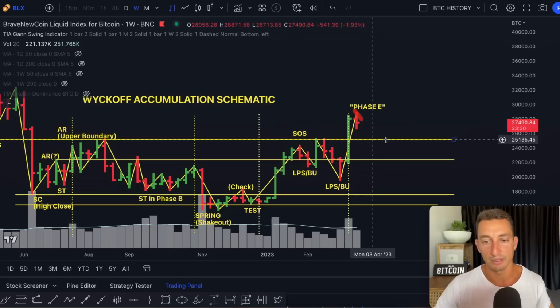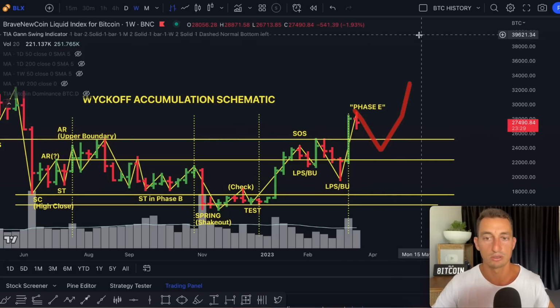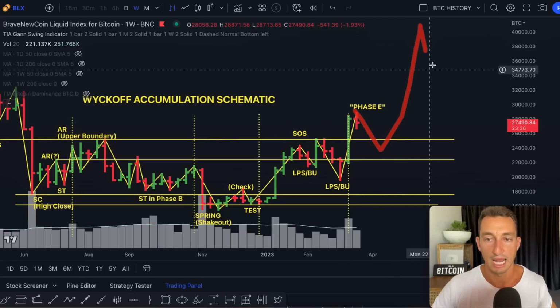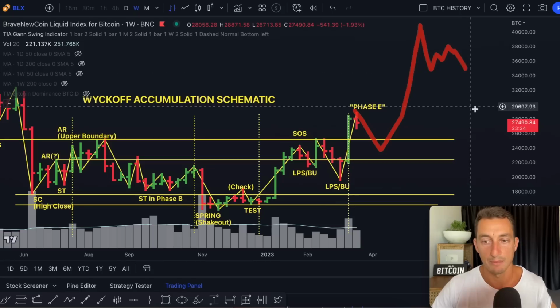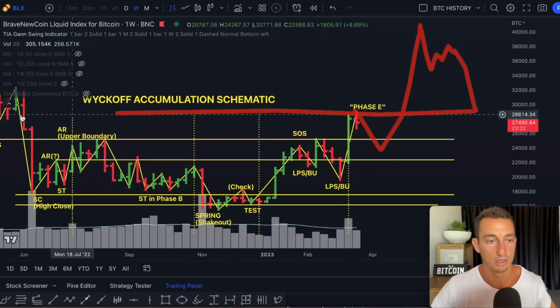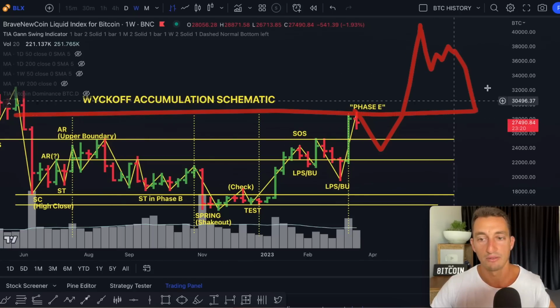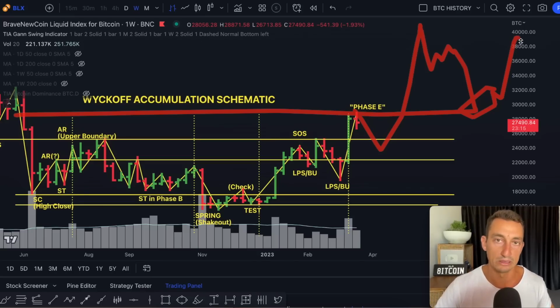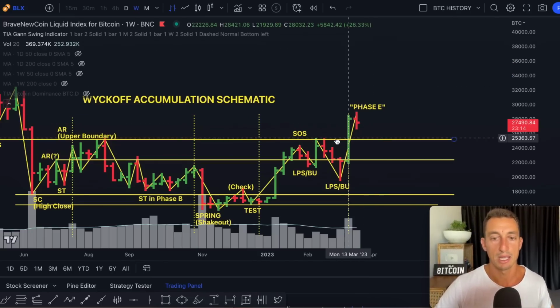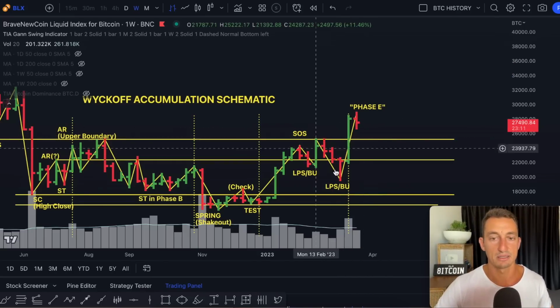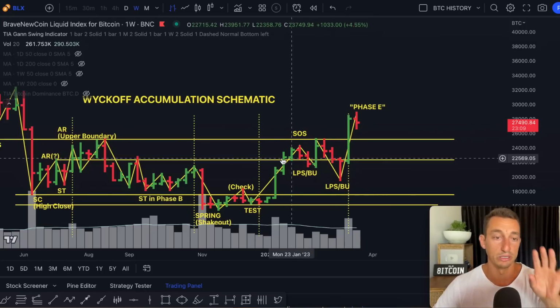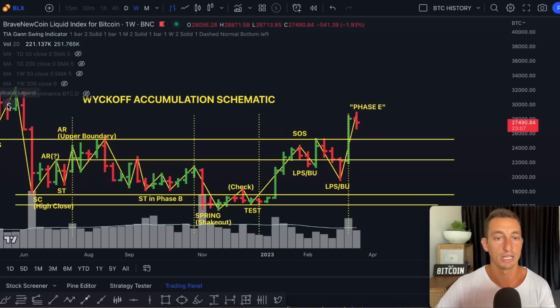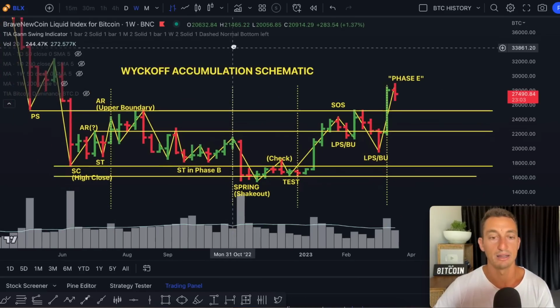Doesn't mean that we'll never try and pump high and then set up a redistribution, come back down, test some of these higher levels, form another accumulation before moving higher again. Those are all possibilities. We'll have to wait and see what happens. But these are probably some of the best entries for Bitcoin based on the Wyckoff Accumulation Schematic, if you in fact believe this is where we currently are in the market.